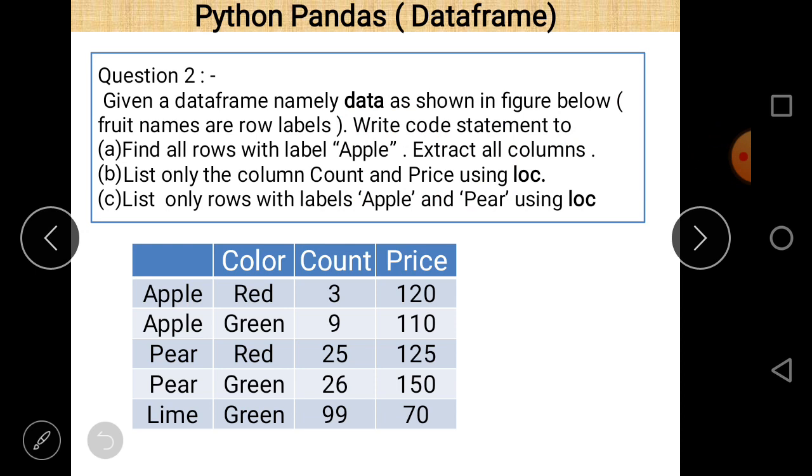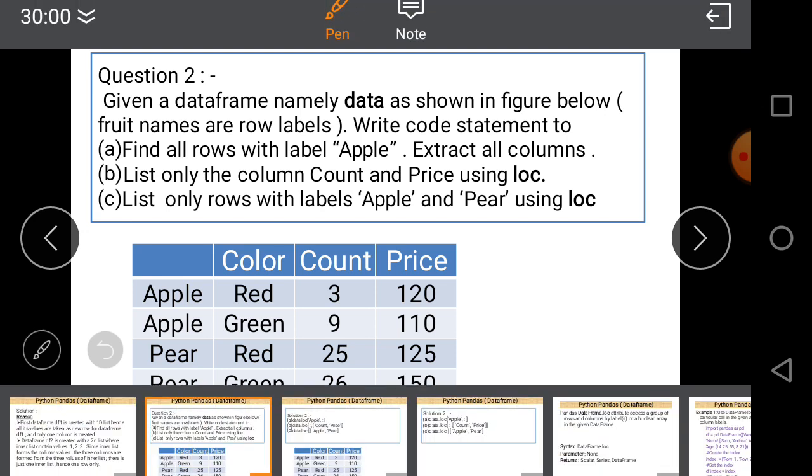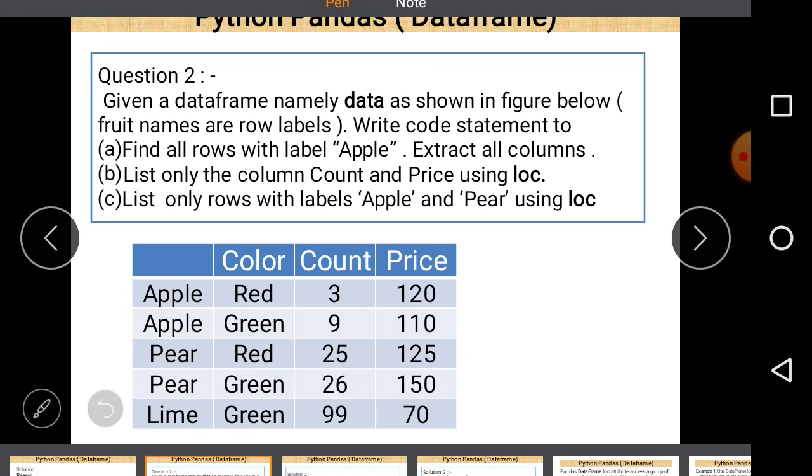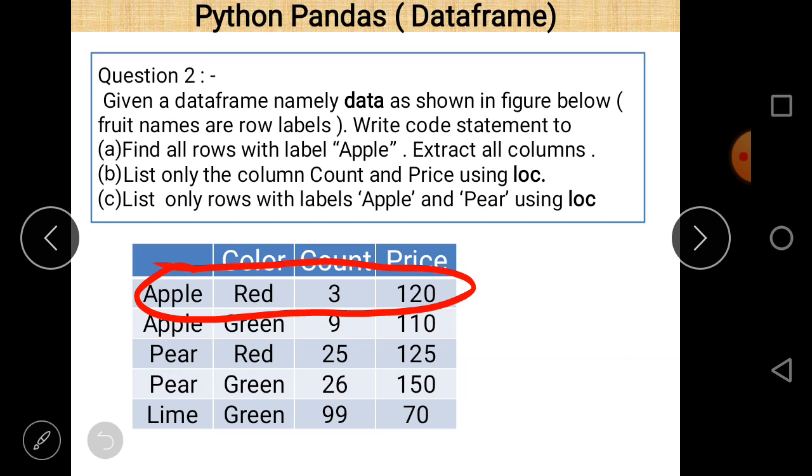And the question is, write a code statement to first find all rows with label apple. Find all rows with label apple and extract all columns. So apple is a single row, and for apple we have to find all values regarding all columns, and there are only 3 columns here: color, count and price. So actually we want to find this result here. For apple, color is red, count is 3 and price is 120.